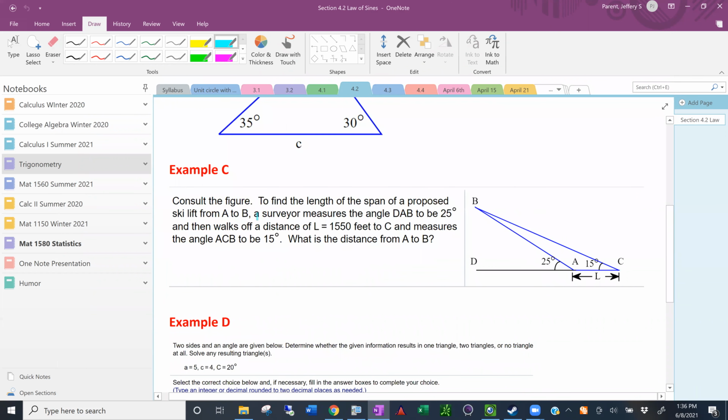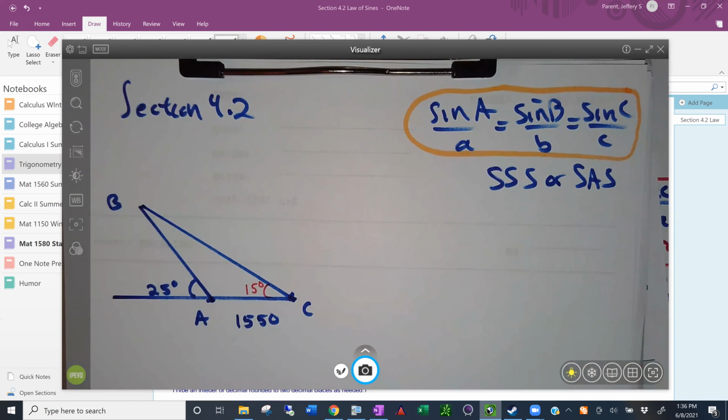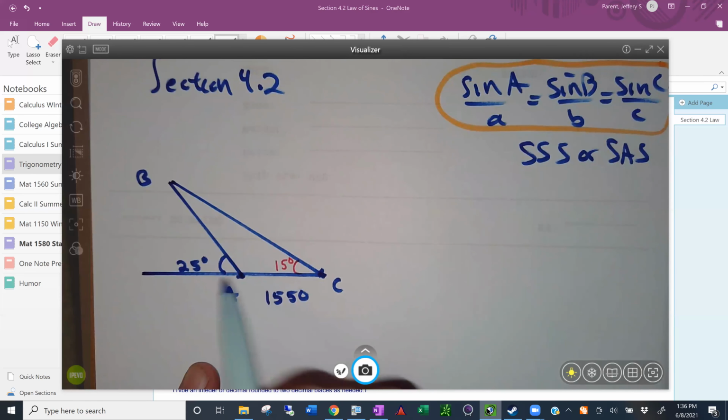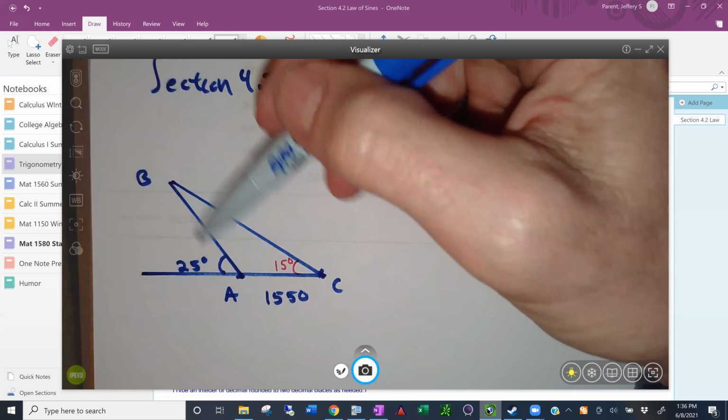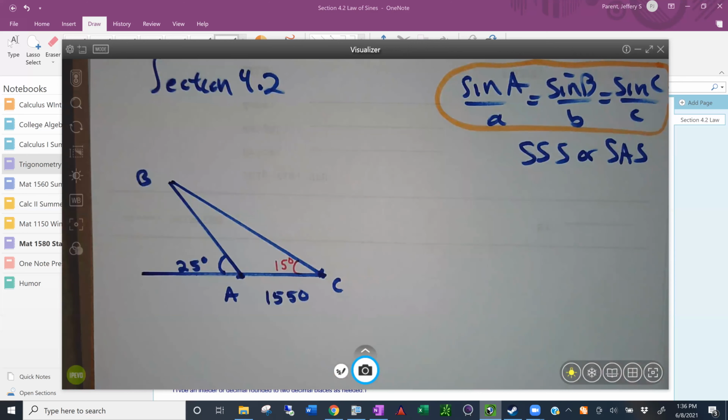this problem right here. So the length of a proposed ski lift span from A to B, that's going to be from here to here. Got to figure that out. Now, a surveyor measures some angles, and let me just put those in for you here and here. This is a 25-degree angle. This is a 15-degree angle. We want to know the length of this side, basically the length of the ski lift.